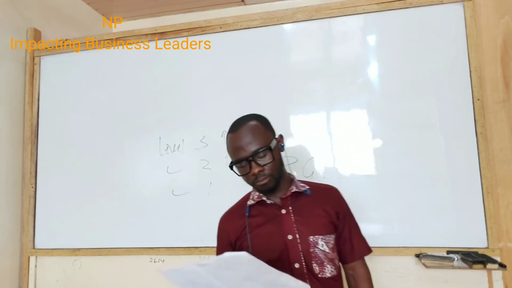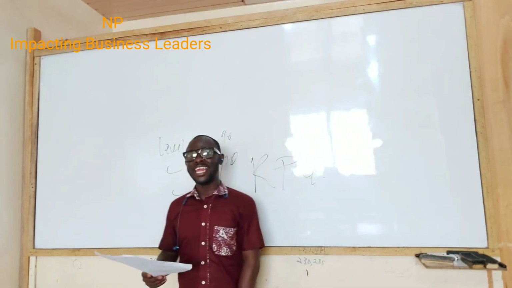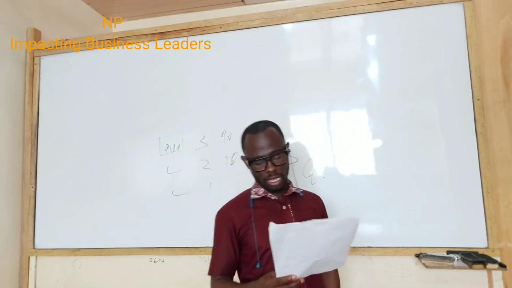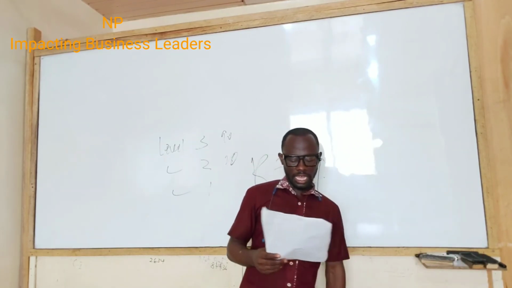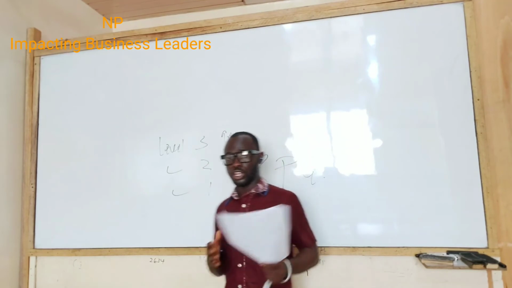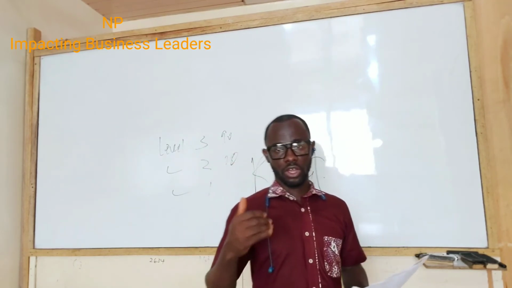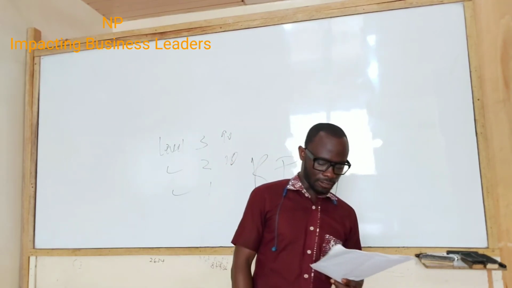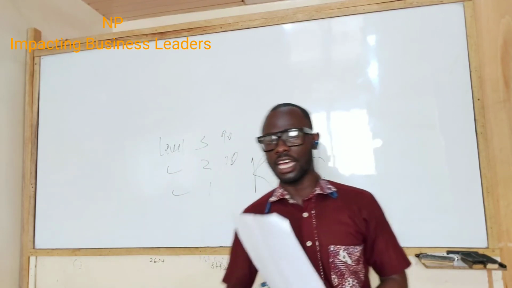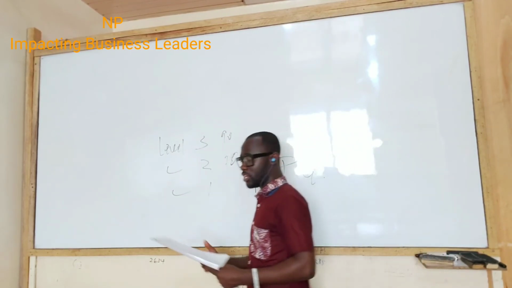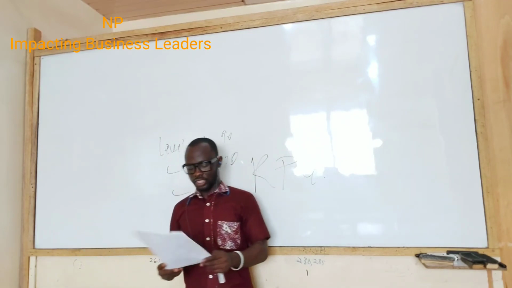IPSAS 40, Public Sector Combinations, and that is based on IFRS 3, Business Combinations, and that is a level 2, so you need a working knowledge with a broader understanding. So these are the IPSAS that we will be going through that you need to understand in relation to that.